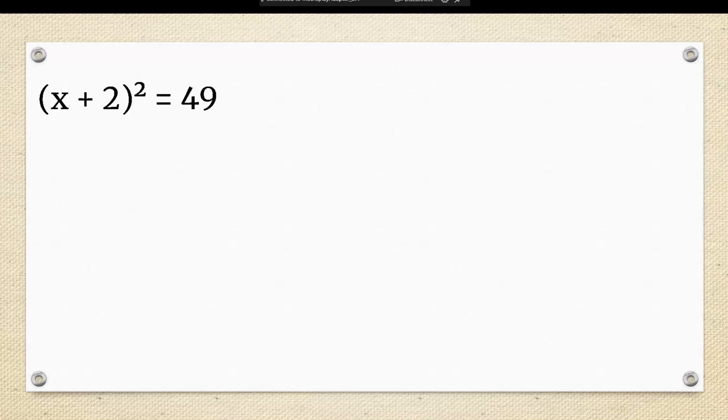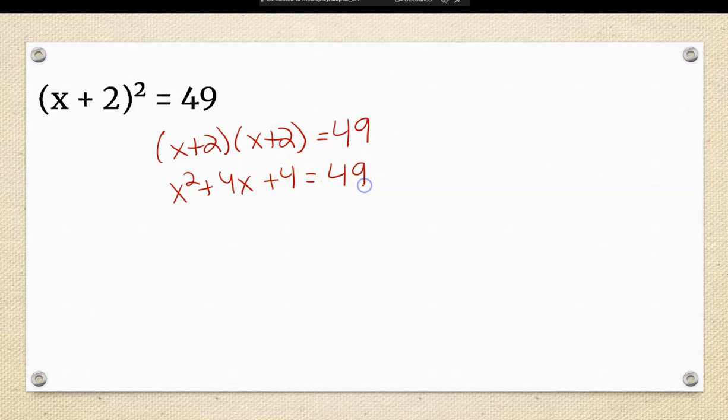What does something squared mean? You do it twice. So when I put those together, that becomes what? x squared plus 4x plus 4? Is my equation equal to 0? No, so we're going to subtract that 49. x squared plus 4x, and then what is it going to be? Negative 45.